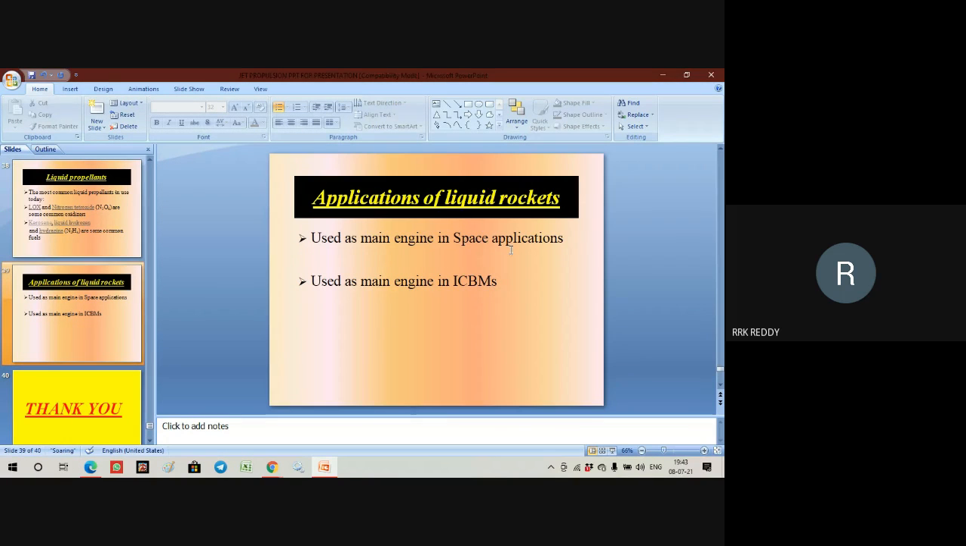And then applications of liquid rockets. These are used as main engines in space applications, and they are also used as main engines in intercontinental ballistic missiles. Liquid rocket engines, sir. So that's all. Thank you, sir.